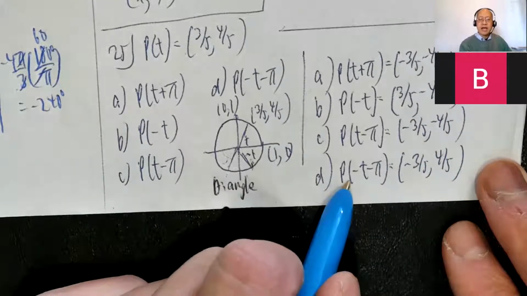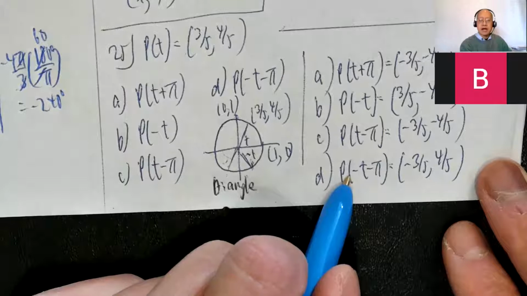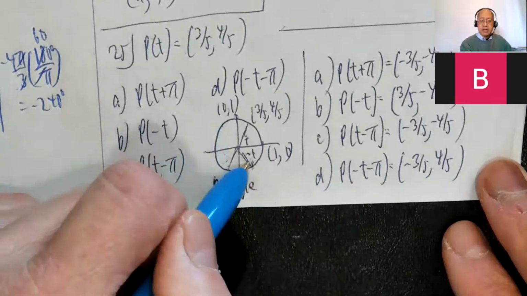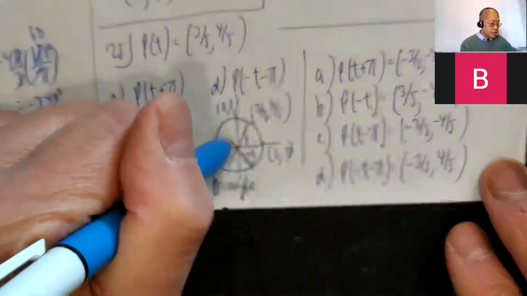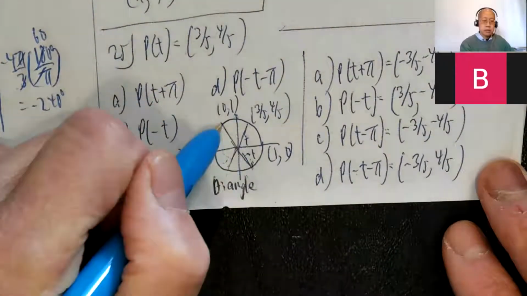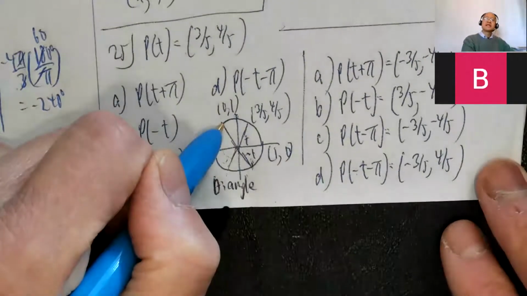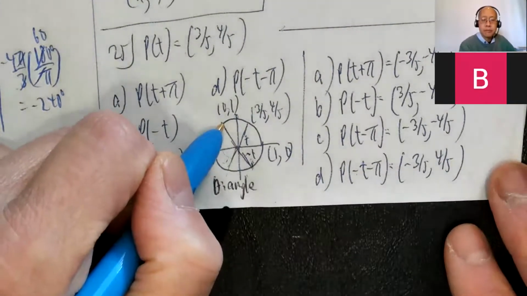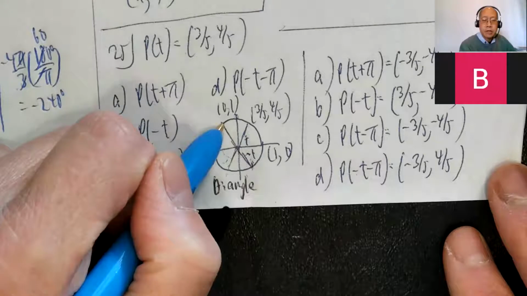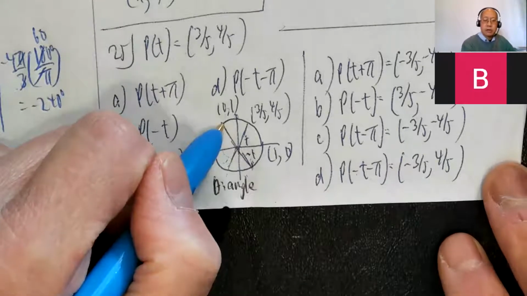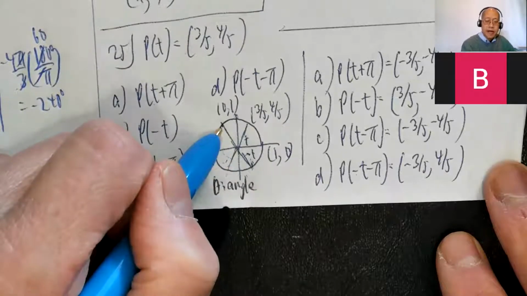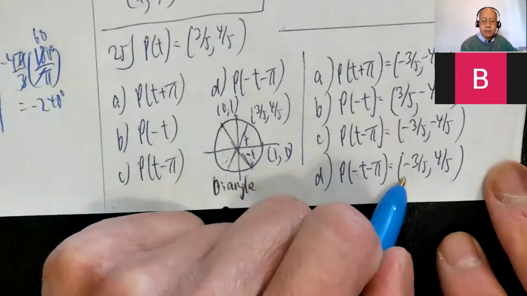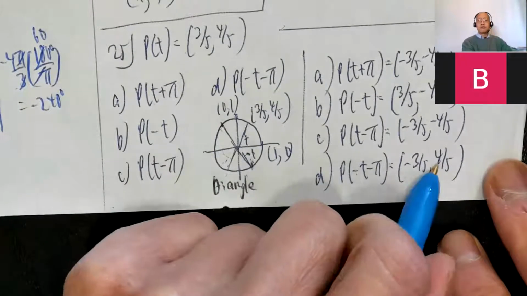And finally, D, negative T minus pi. Well, here's negative T. It's 180 degrees off of negative T. So that'll land me over here, which is the second quadrant. What do I know in the second quadrant? X is negative, Y is positive. So X is negative 3/5, and Y is positive, still 4/5.